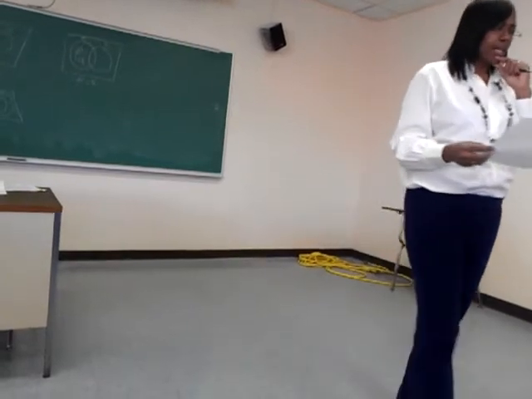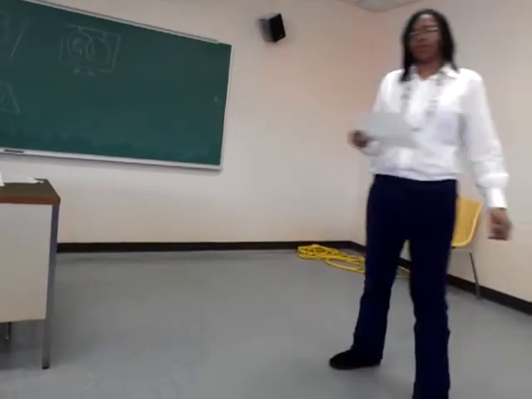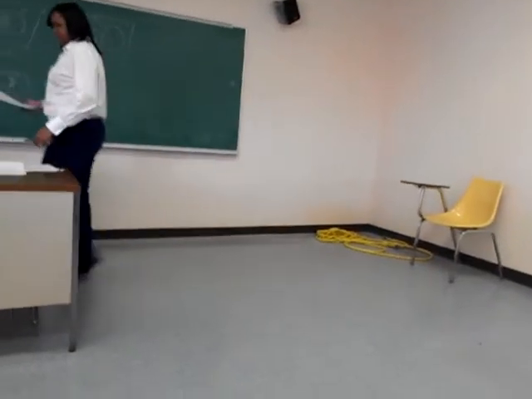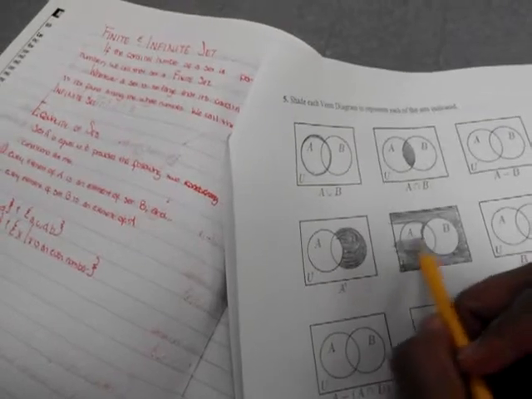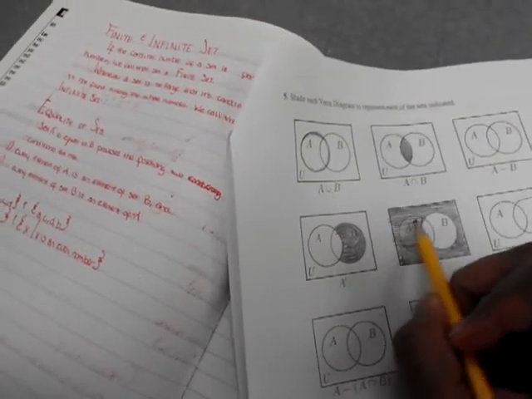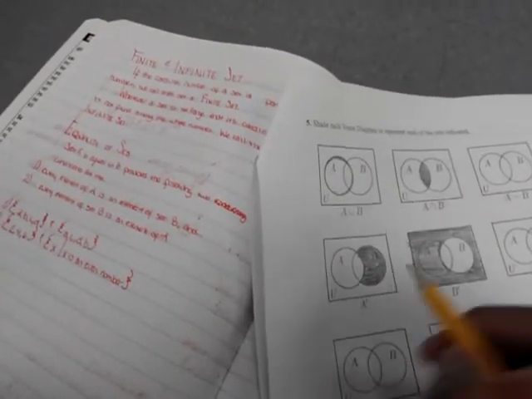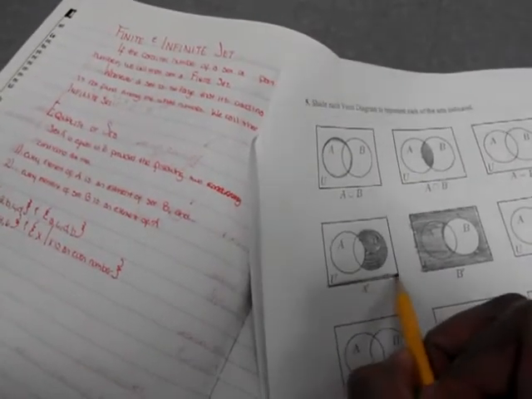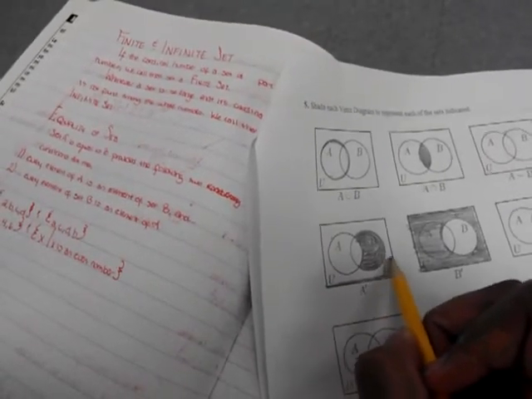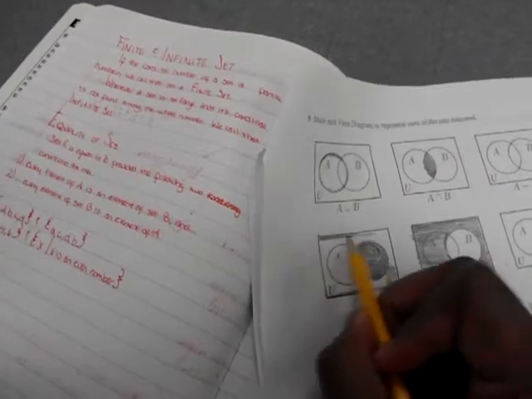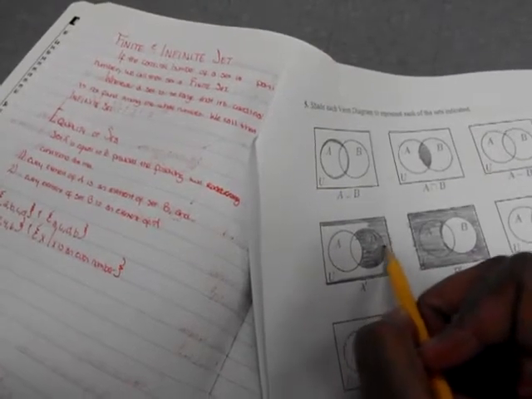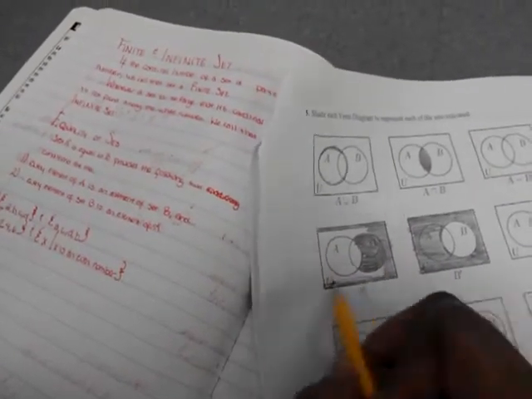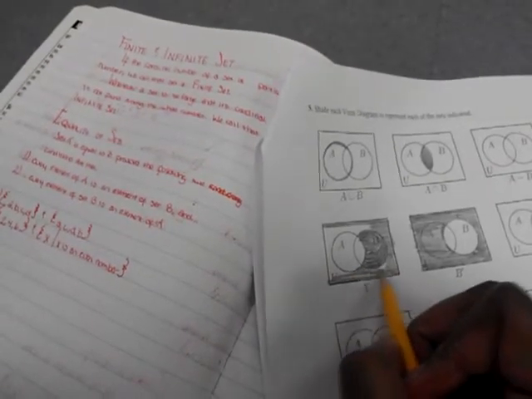Now, since you got the idea, I want you to talk to your neighbor, and I want you to do the next two rows. There you go. I'll give you about 3 minutes to discuss that with your neighbor. So that would be this right there.